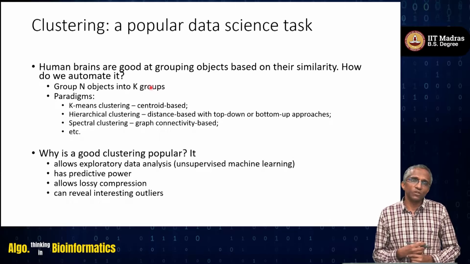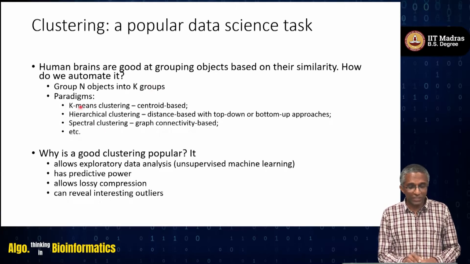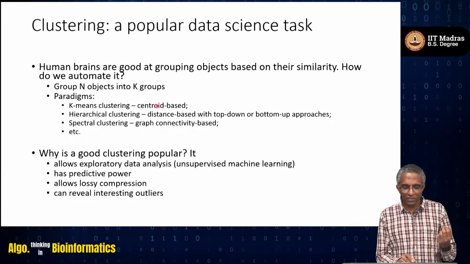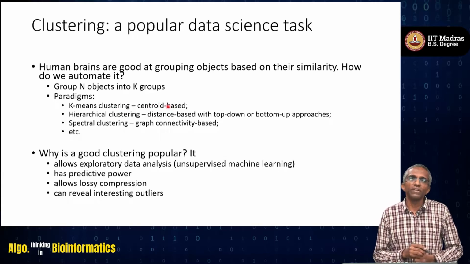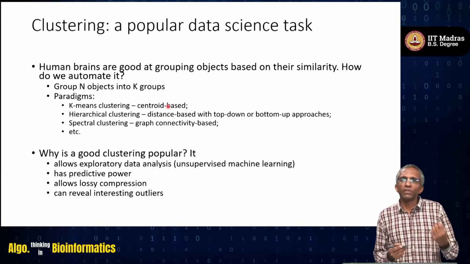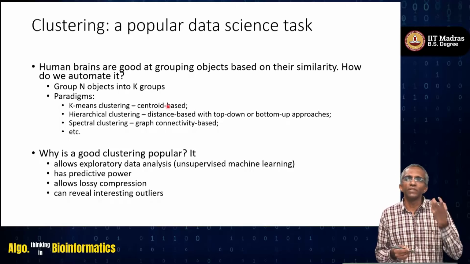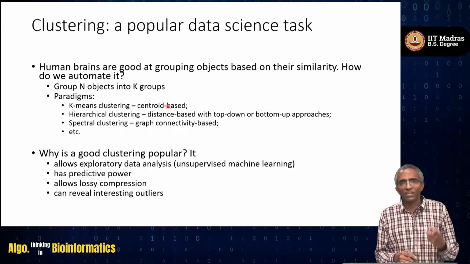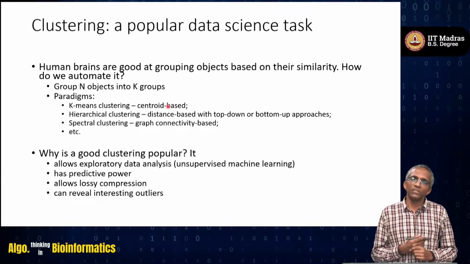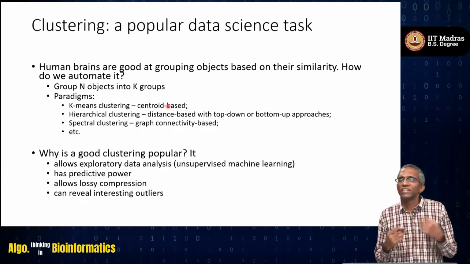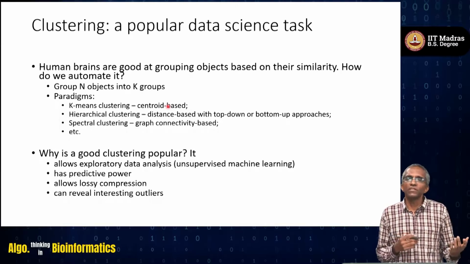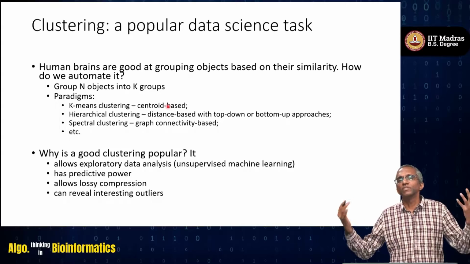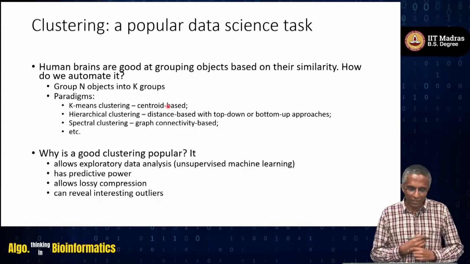And there are different ways of automating this process. K-means clustering is one approach, a center or centroid based approach, where we identify for each group one particular representative data point, and then say that all the points that are closer to this data point will be assigned to that particular centroid or center. And there are other distance based approaches. You look at the distance between the different data points that you want to cluster. The general idea is that data points within a cluster should be closer together, and data points in different clusters should be farther apart.